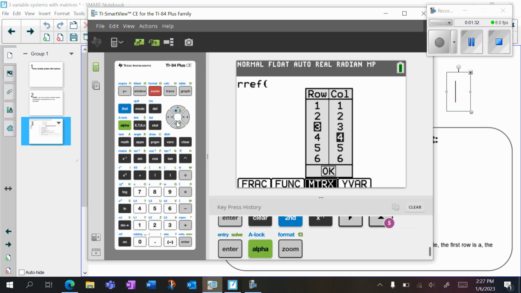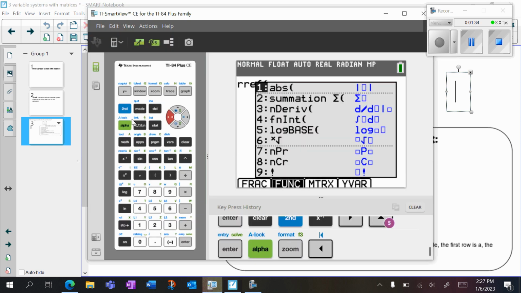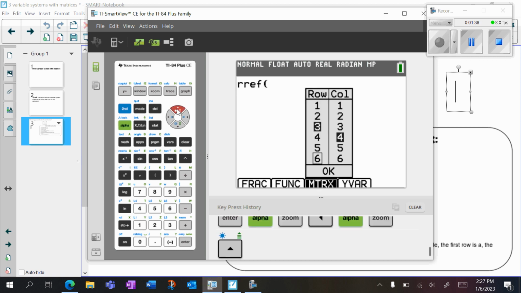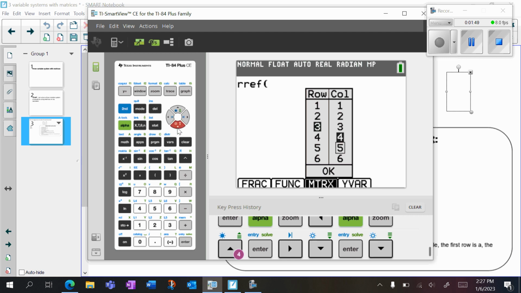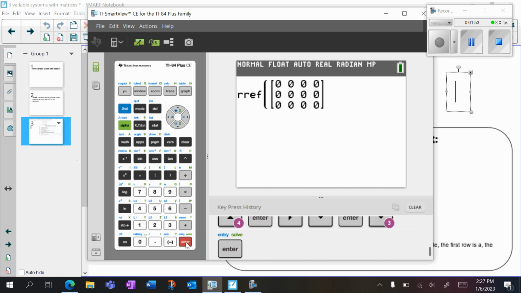So I'm going to select that. Let me get back there. So I'm going to move up to where it says 3 rows, hit enter, and then I'm going to go over to 4 columns, hit enter, and I'm going to scroll down where it says OK. And there you go. I have all zeros right now because we're going to input our information in, but I have 3 rows and 4 columns.